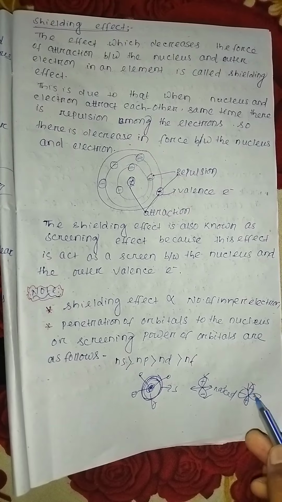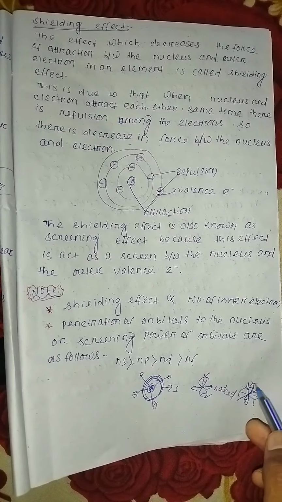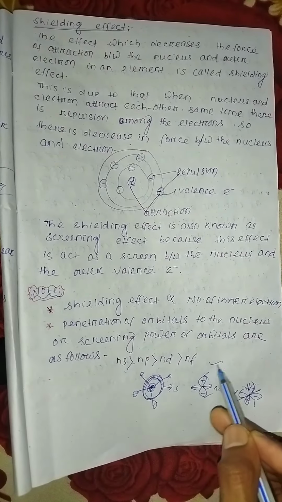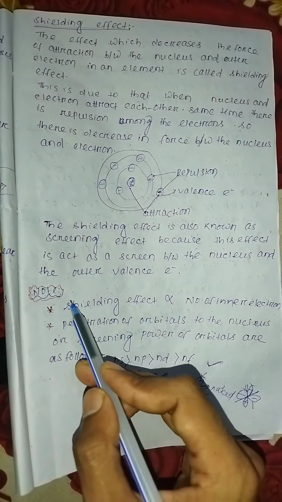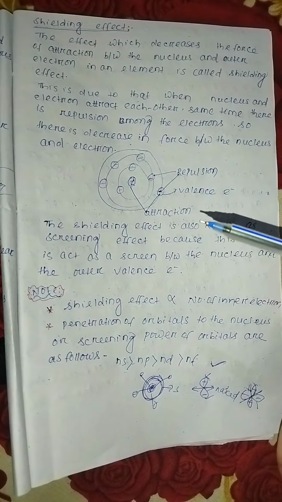So in the 4f side this is naked, so it cannot act as efficiently as a screen, and f is also more diffuse, so the order is like this. You have to remember this and this point, and I think you now understand the shielding effect properly.